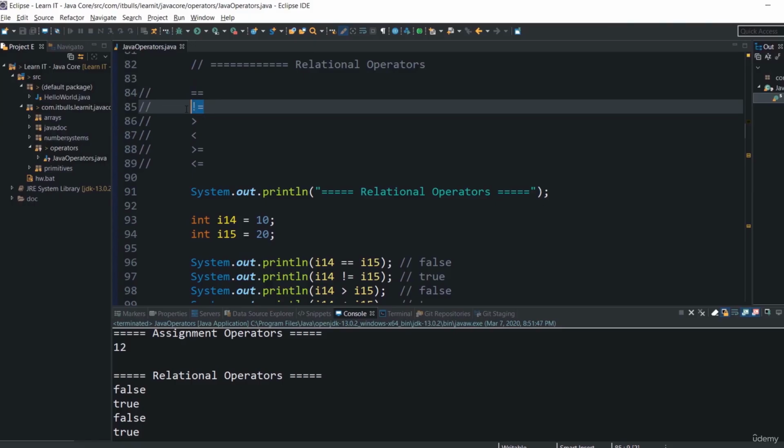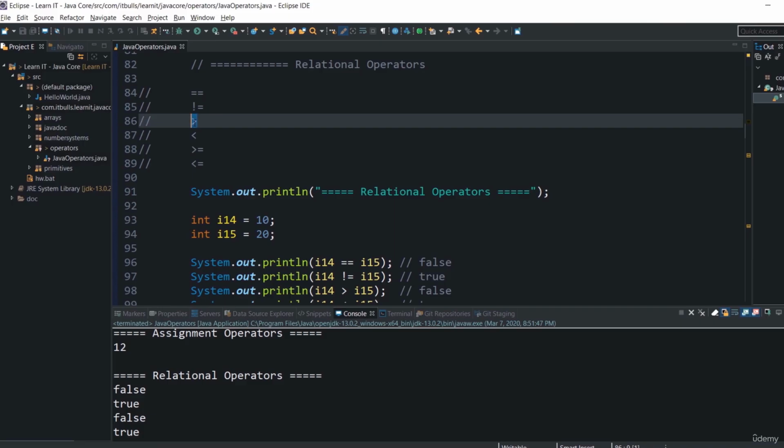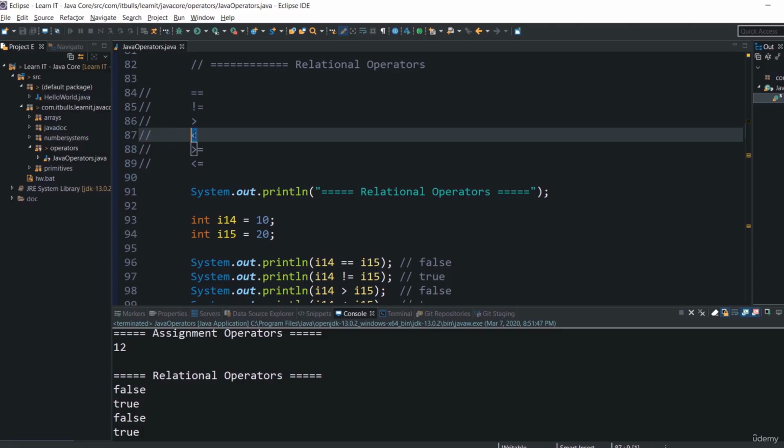Not equals to checks if the values of two operands are equal or not. If values are not equal, then condition becomes true. Greater than checks if the value of left operand is greater than the value of right operand. If yes, then condition becomes true. Less than checks if the value of left operand is less than the value of right operand. If yes, then condition becomes true.